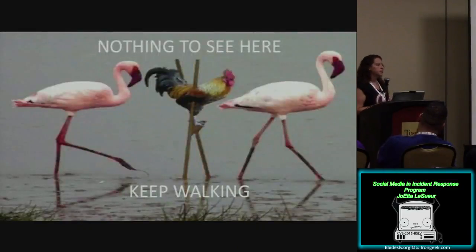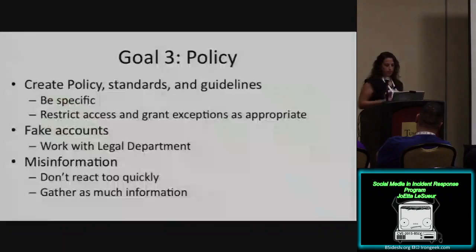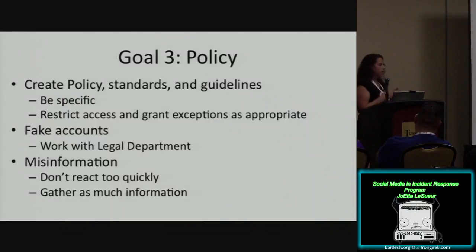Look out for the imposters. You're going to have fake accounts, you're going to have topic hijacking, and you need to come up with a plan of how you're going to address those situations. Okay, so goal 3 of this talk was to really talk about getting a policy and standard and guideline in place and be specific. Restrict the access, have an exception policy. Look out for those fake accounts, work with your legal departments. Be aware that misinformation can occur, so don't react too quickly, but gather as much information and react timely.